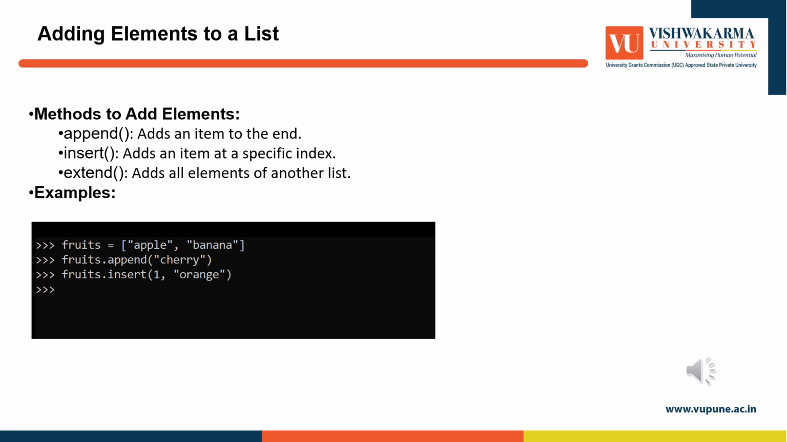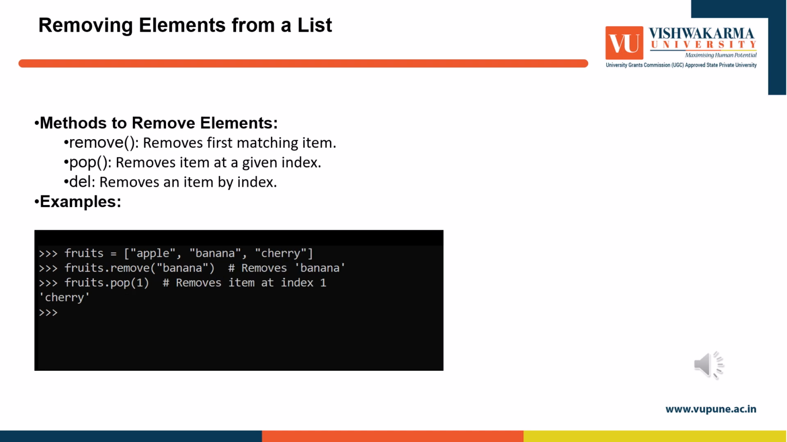Adding elements to a list. Methods to add elements: append, insert, and extend. Append adds an element to the end. Insert adds an item at the specific index, and extend adds all elements of another list. For example, here are the examples given.